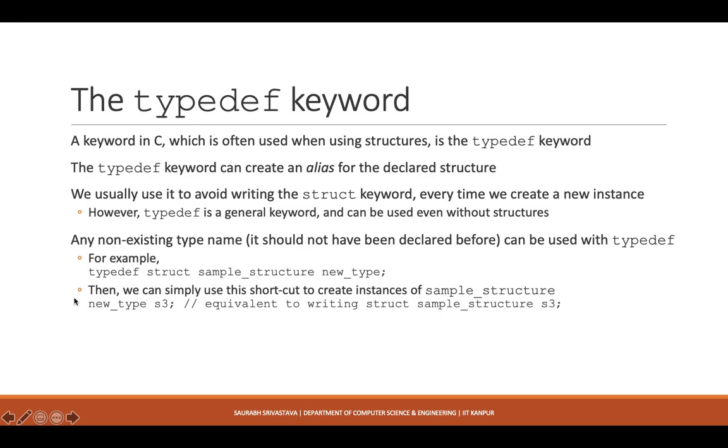So this becomes a shortcut, right? New type s3, which is basically the equivalent of writing struct sample structure s3. So wherever you wanted to write struct sample structure, now you can replace it with new underscore type. So this is why people often use typedef, so that it saves their time, right? Instead of writing this whole thing, you can now write a much simpler type name, actually not expression, to create instances of this particular structure.